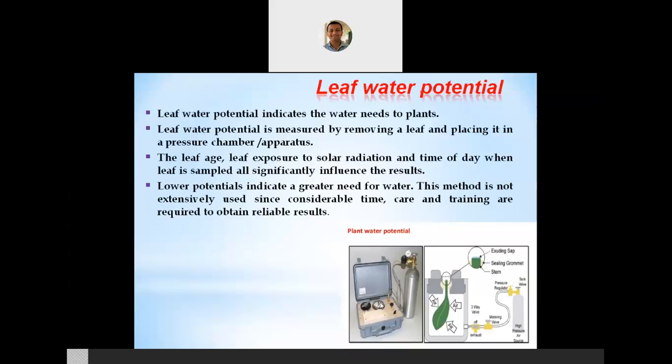we can measure with the help of a pressure gauge. So the corresponding pressure at which the water is released from the leaf, that pressure measurement in terms of bar gives us the idea of the leaf water potential. Now, lower potential indicates that there is greater need for water. Although this method is not very common, and it requires intensive training and time to obtain reliable results. So, this is an indirect method of scheduling of irrigation, but not a very common method.